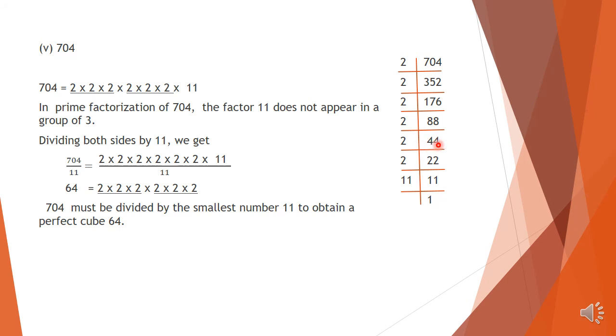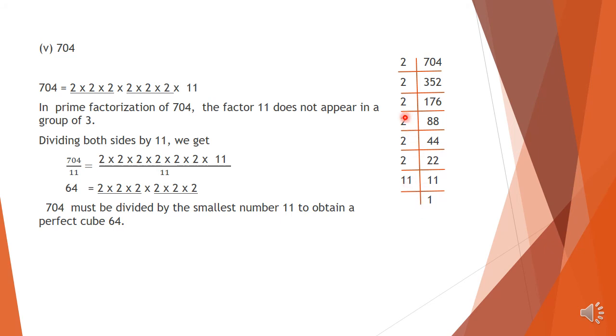44 is even. So we write here 2. In 4 we have 2 2's are 4. No remainder. Next digit is 4. In 4 we have 2 2's are 4. So the number is 22. Again it is even. So we write here 2. In 2 we have 1 2 only. And the next digit is 2. Again we have 1 time. So the number is 11. It is prime. So we are dividing by the prime number 11. So we get 1 time only.